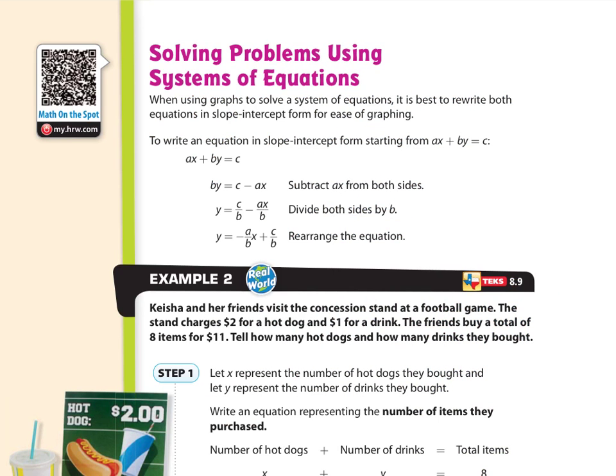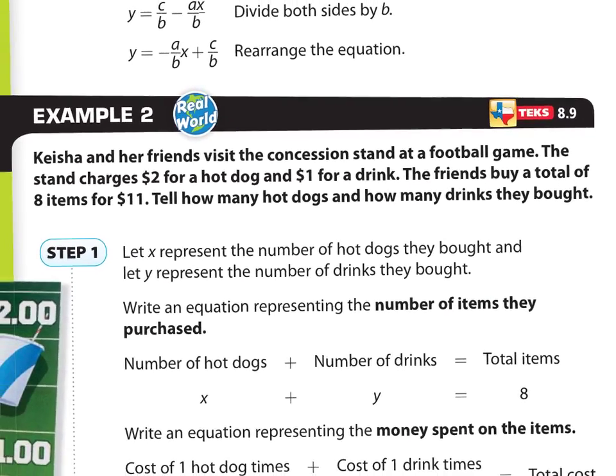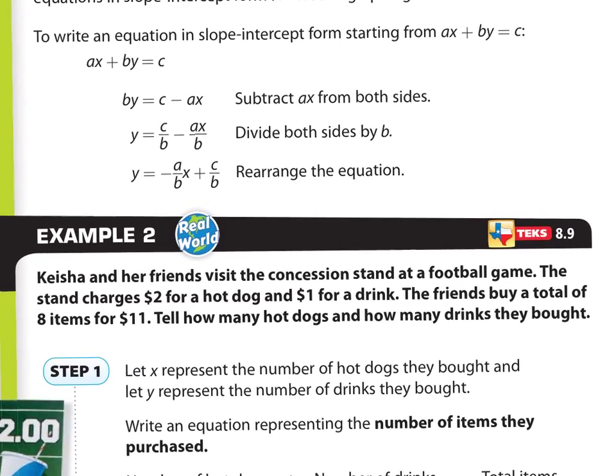Alright, now let's talk about some of the tougher things that they're going to give us, like a word problem. Here we have a word problem. It tells us that Keisha and her friends are going to go to the concession stand at the football game. It charges $2 for a hot dog and $1 for a drink. They're going to buy 8 items and it's going to cost $11. They want to know how many hot dogs and how many drinks were ordered.